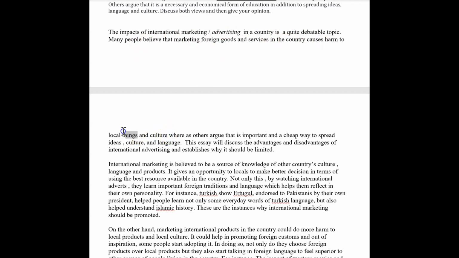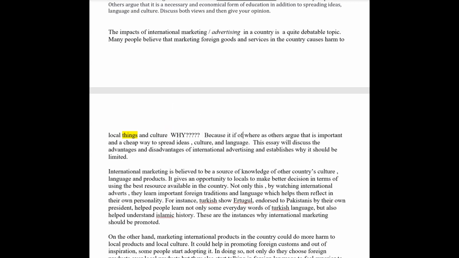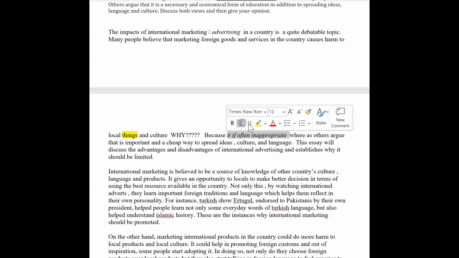I wouldn't use "things", it's a little bit abstract. And culture, why? So I'm going to put in here a big why. You have to think about me saying why. Like, because it is often inappropriate. Good word here. You think of how advertising sometimes is just not right for that country.